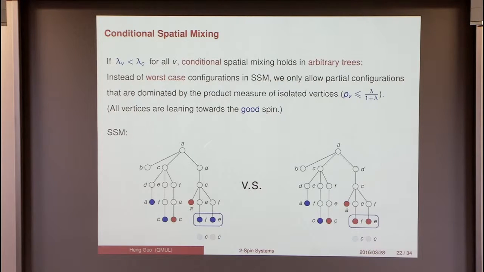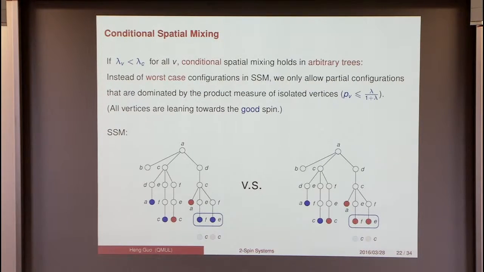And we show that if the pinning satisfies this, then this conditional spatial mixing holds for any tree without any boundary degree. And it's also not necessarily regular. So this is a picture of strong spatial mixing. We have this self-avoiding walk tree, and then we truncate it at a certain level, and then we want to compare the influence of all blue versus all red in this tree.